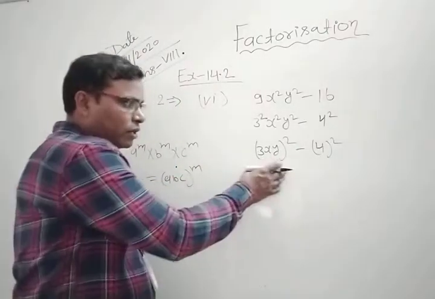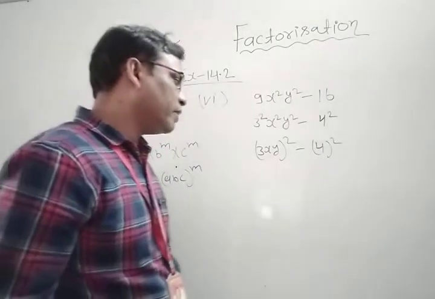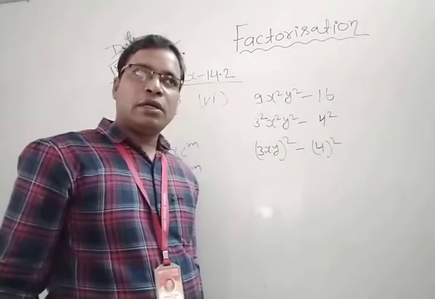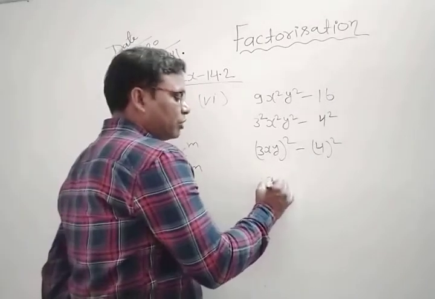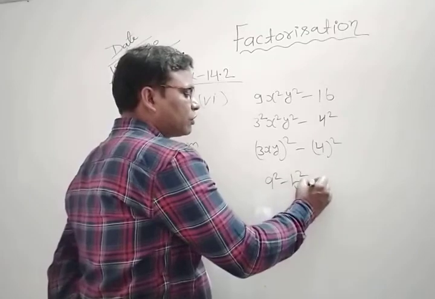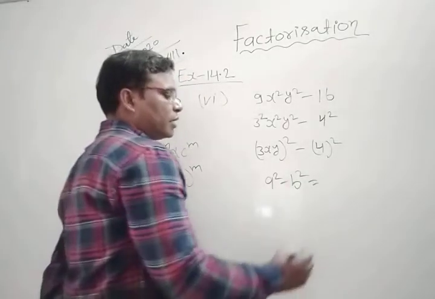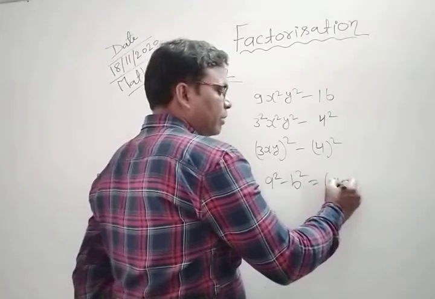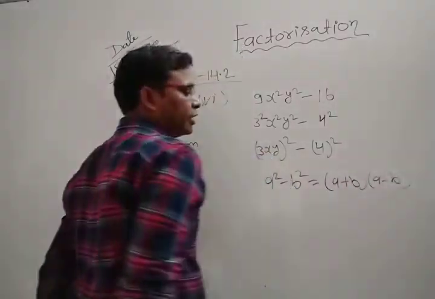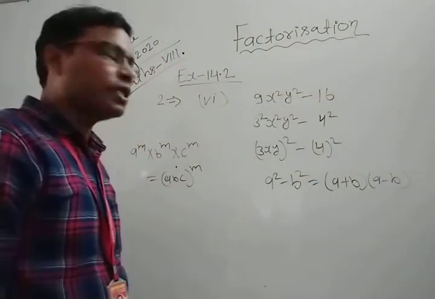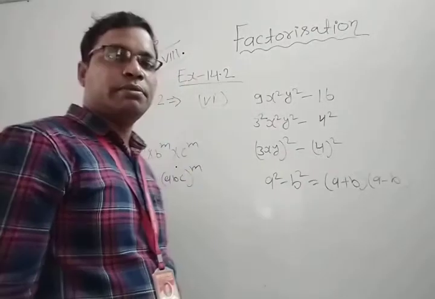Okay. Now what do you observe here? Here you have observed that this is a form of difference of two squares. It means that this is a form of a square minus b square. So a square minus b square is equal to what? A square minus b square is equal to a plus b into a minus b. This is clear? This is equal to a plus b into a minus b.